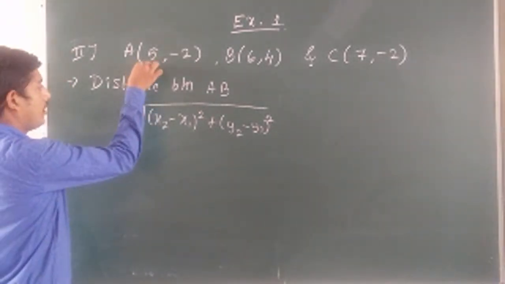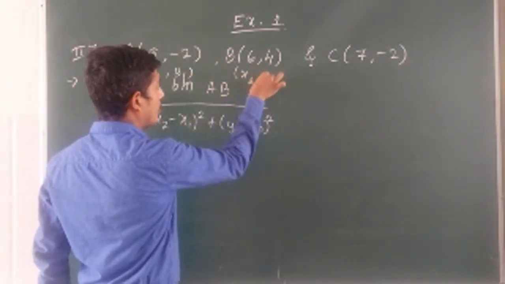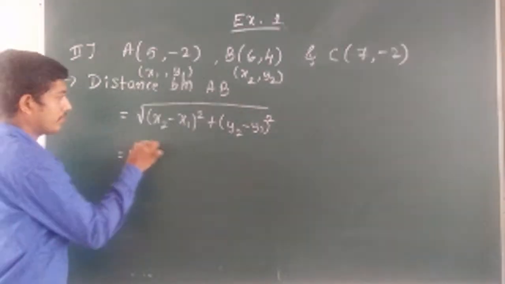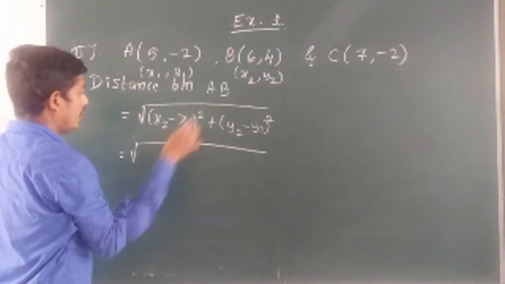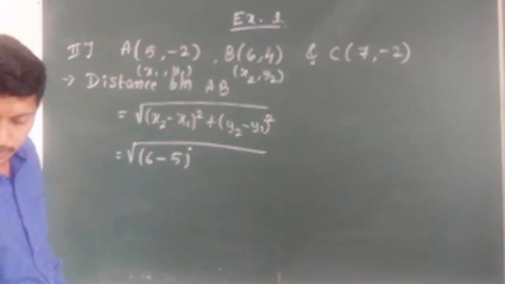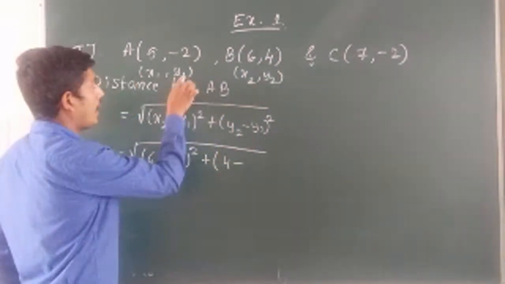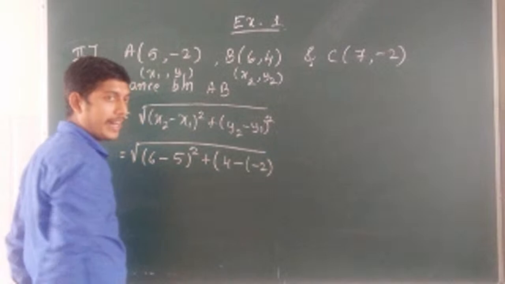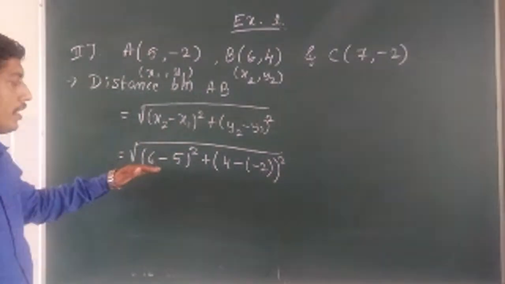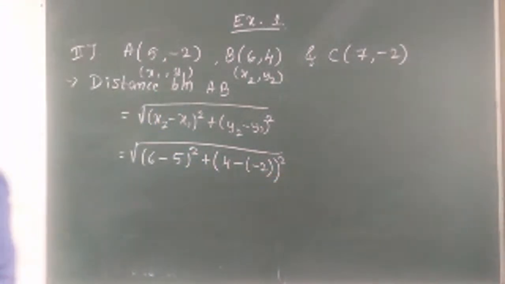This is x1 comma y1, and this is x2 comma y2. Now we will substitute this. x2 is 6 minus x1 is 5 whole square plus y2 value is 4 minus y1 value is minus 2. I will put one bracket here because two signs go together. So now we have 6 minus 5 whole square plus 4 minus 2 whole square. Now simplify this and comment with answer.